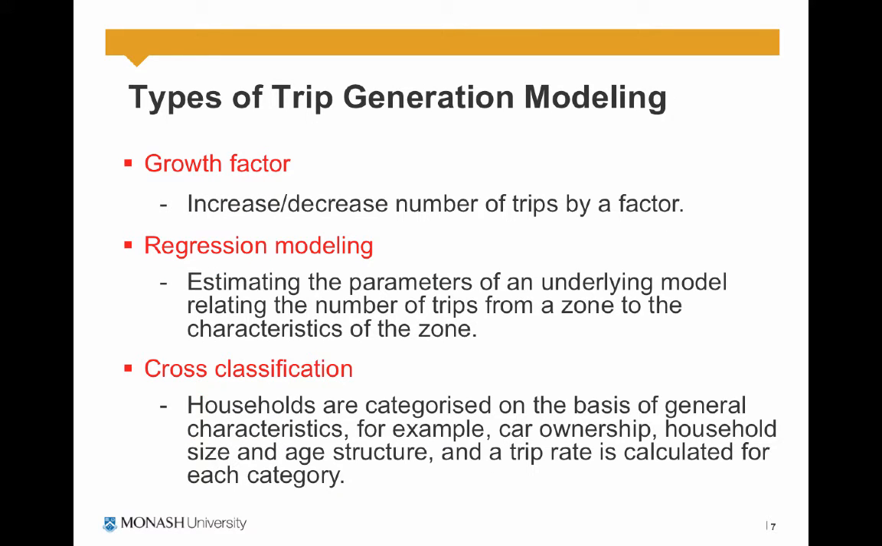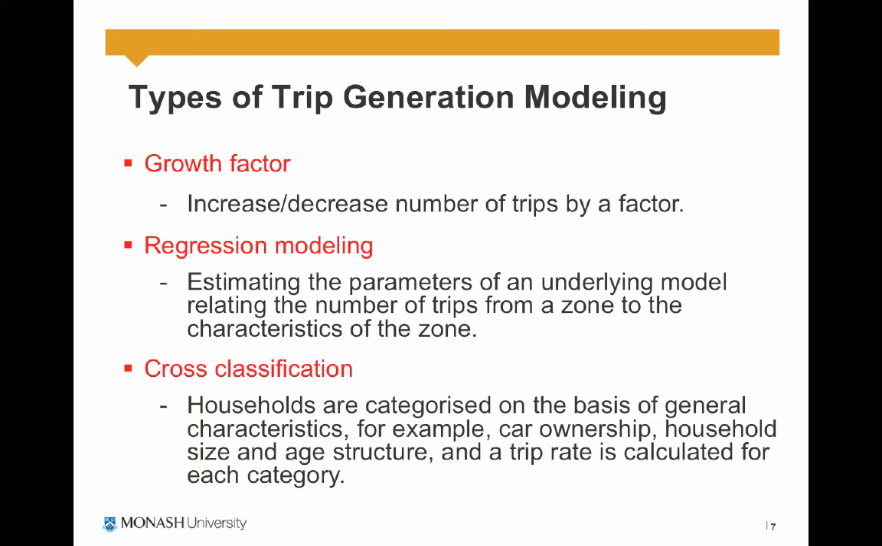There are different types of trip generation modeling that we will cover this week. Growth factor, regression modeling, and cross-classification are the three commonly used methods in trip generation modeling. Growth factor works by increasing or decreasing the number of trips by a factor. It's very simple, but it's naive. Regression modeling estimates the parameters of an underlying model relating the number of trips from a zone to the characteristics of the zone, and it's purely a statistical method.